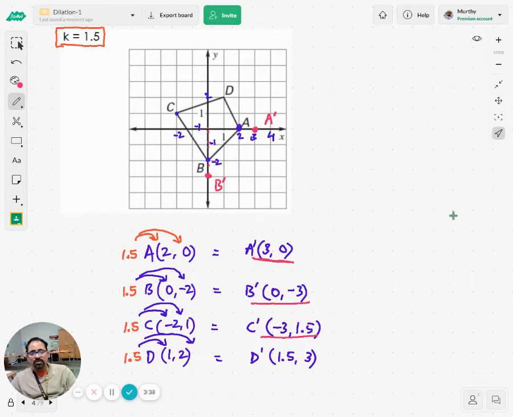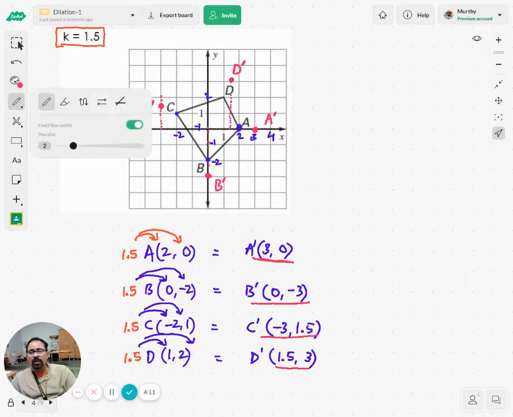C prime is (-3, 1.5). So -3 means I have to go to the left side on the x-axis, and 1.5 lies between 1 and 2. So this is going to be my C prime approximately. D prime is (1.5, 3). So 1.5 means somewhere between 1 and 2, and 3, so this is going to be D prime.